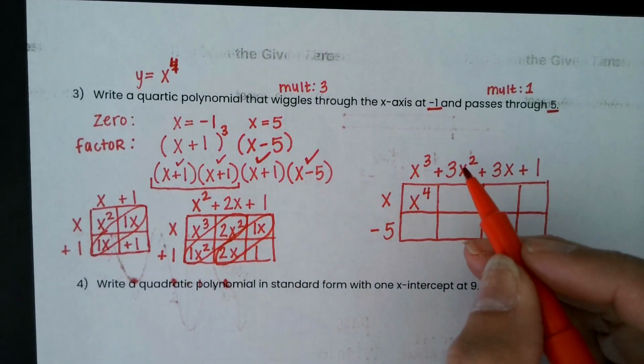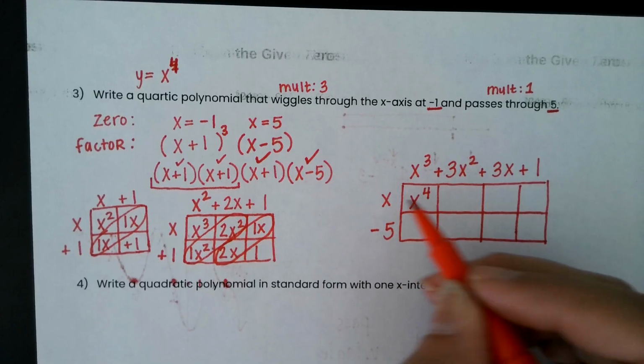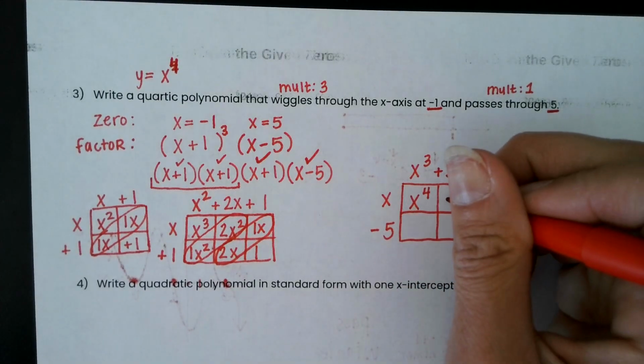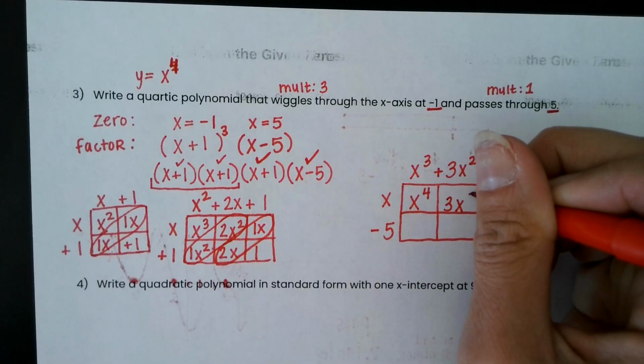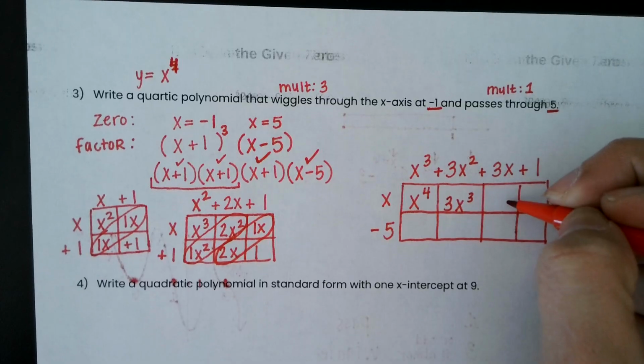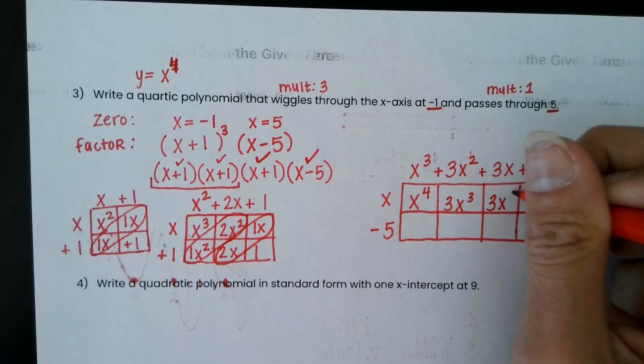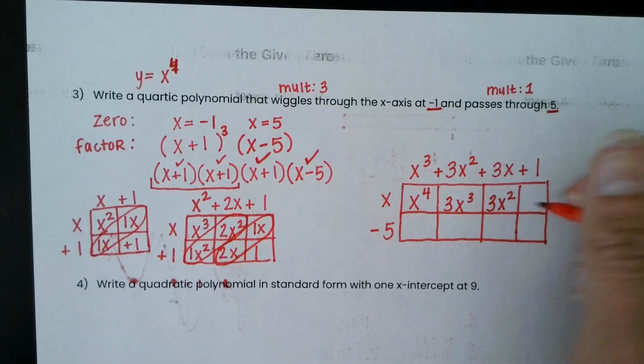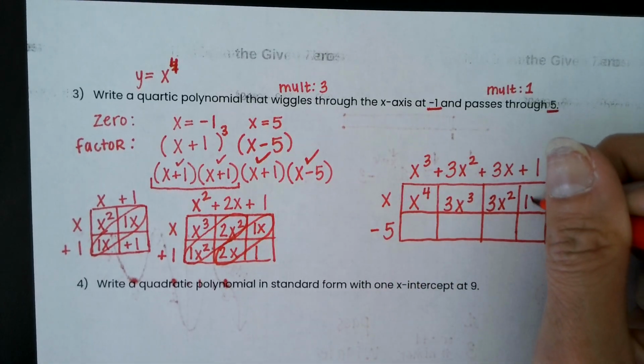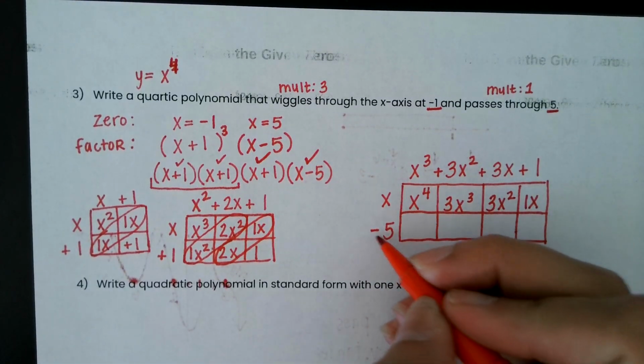All right, 3x squared times an x is 3x to the third. 3x times an x is 3x squared. 1 times x is 1x, halfway there.